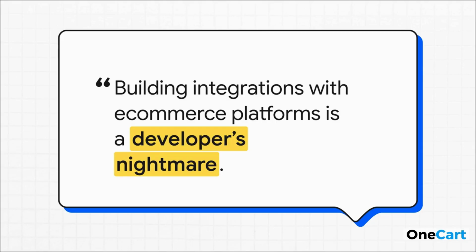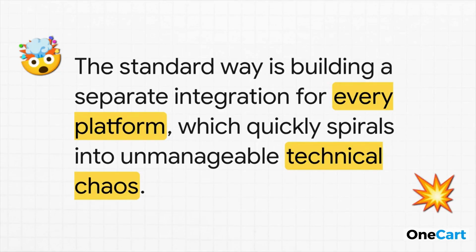So what does this chaos actually look like in practice? Well, it looks a lot like this, pure technical chaos. You see, the way most people do it, the traditional way, is you build one custom connection for Shopee. Okay, done. Then you build another one for Lazada, then another for your Shopify store. You get the picture. And at first it seems fine, right? Just one connection at a time. But before you know it, you're drowning in a spaghetti mess of code that's impossible to manage.